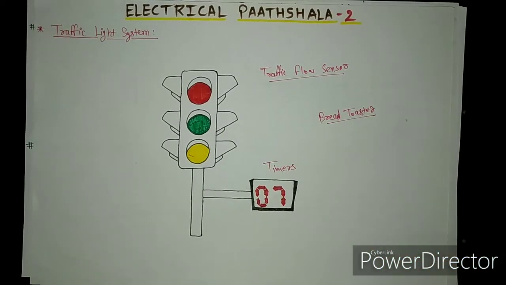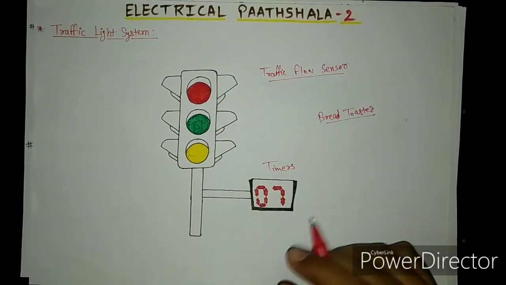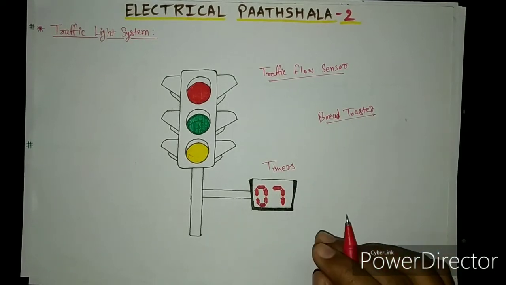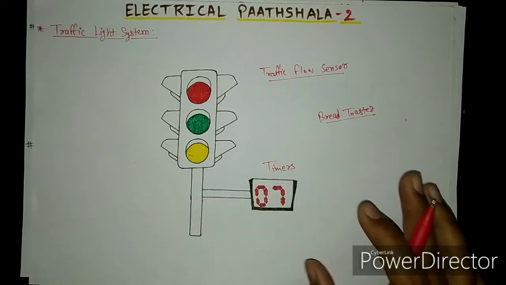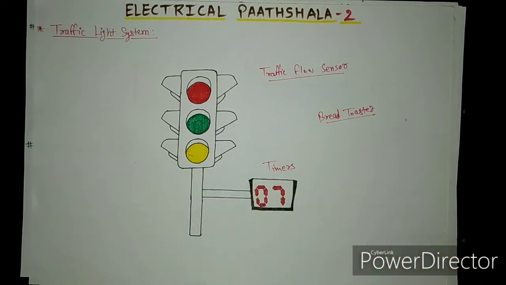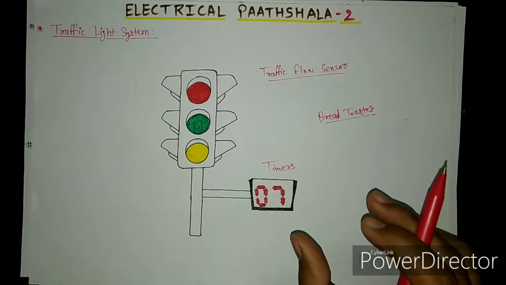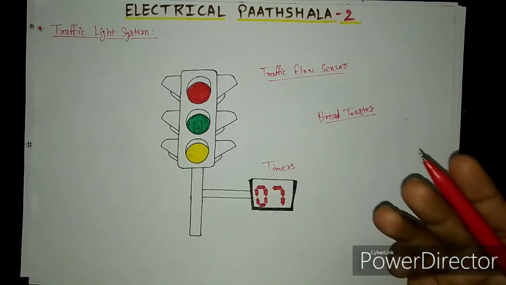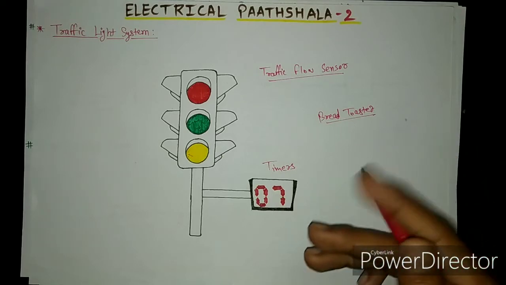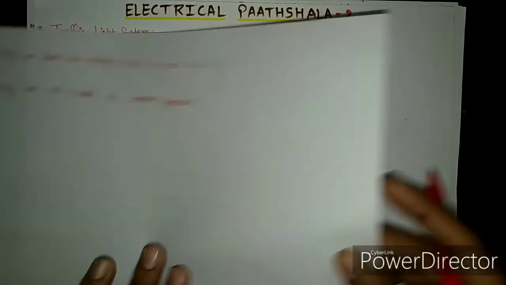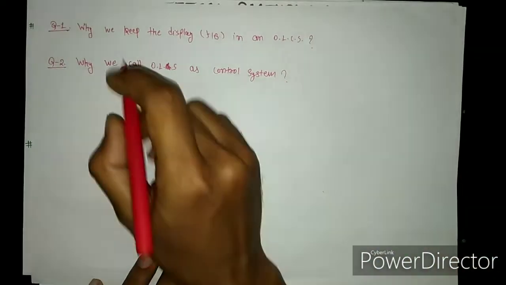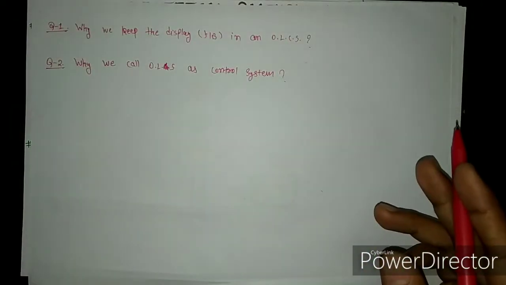There are some other examples of open loop control systems like washing machine, ceiling fan, electric iron, and various other examples. Now, from the above discussion, 2 questions may be asked. The first question is that if an open loop control system is not sensitive to any disturbance in its feedback mechanism, then why we keep it? Why don't we throw it out of the system? Why we keep display in an open loop control system?